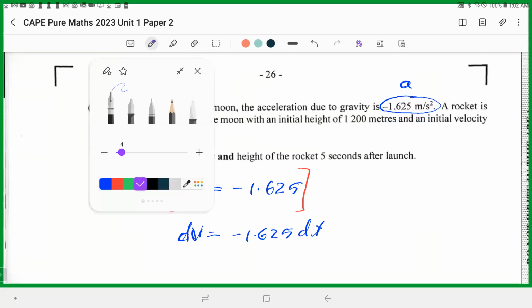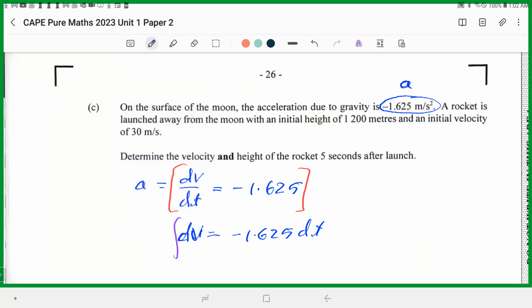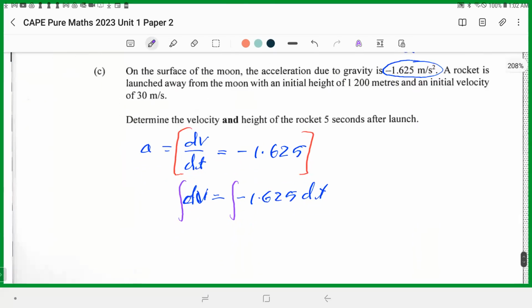Integrate both sides and put it in purple. Integrate this side and integrate this side to get that equation. Because there are no limits, you're going to get a constant of integration. And that's why they tell you this: initial height means when t equals 0, and initial velocity is when t equals 0.